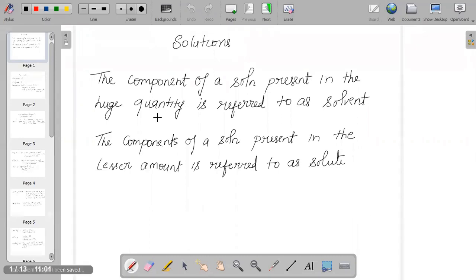The component of a solution which is present in huge quantity, we say that as the solvent, and that will determine the physical state of the solution. And the component of a solution which is present in lesser amount, we say it as a solute.